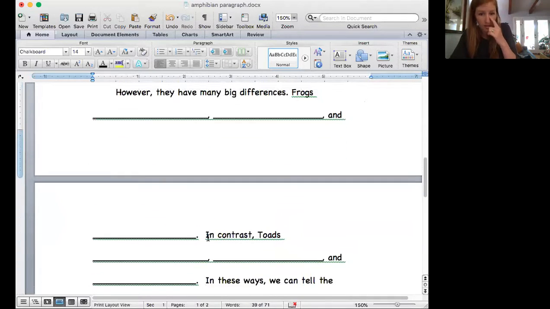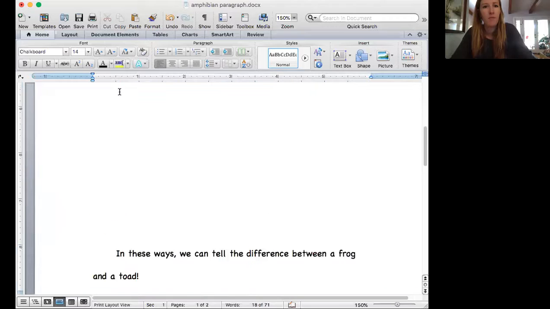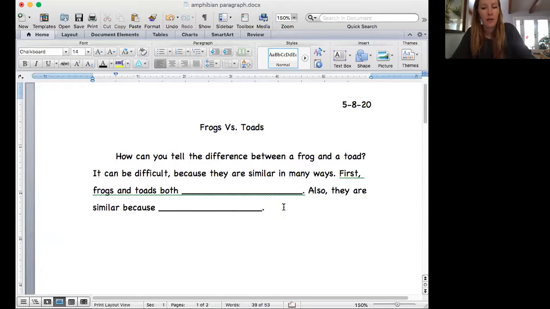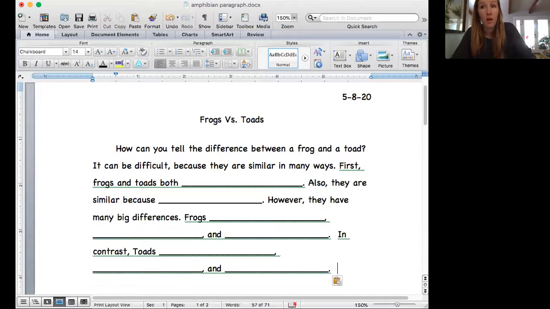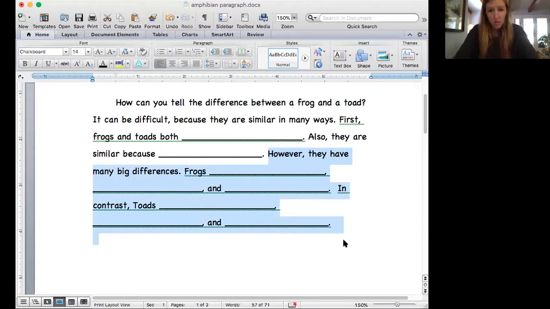Now we're going to go to the differences. Remember, we're comparing and contrasting, so we have to write how they're the same and how they're different. We wrote how they're the same, so now we're writing how they're different. So you'll start with, however, they have many big differences. That's kind of our transition. We're letting the reader know we're done talking about similarities, and now we're going to talk about how they are different.